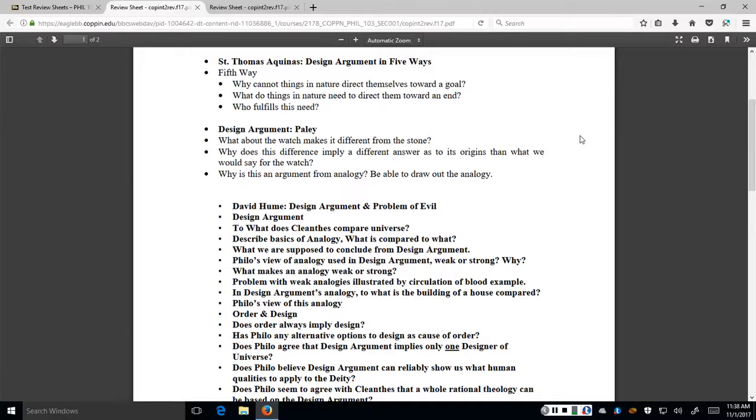Order and design. Hume says, as we look around, yes, we perceive order. And he and Darwin are on the same page here. Darwin says, yeah, when we look around at nature, we perceive order. But the point that Hume makes is that order does not always imply design. That is, designed by an external intelligence as the cause of that order.